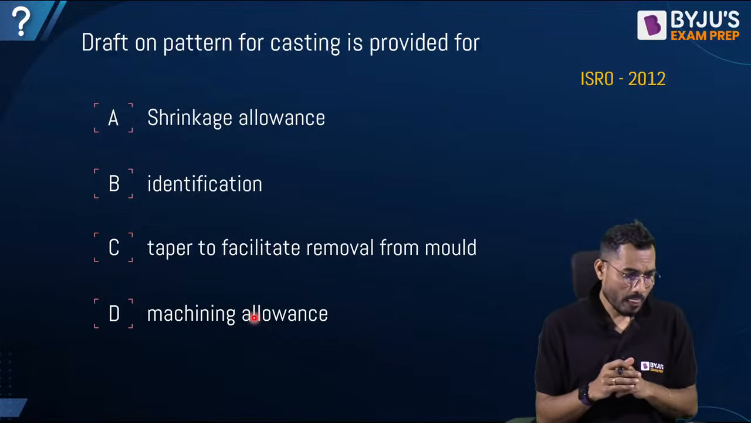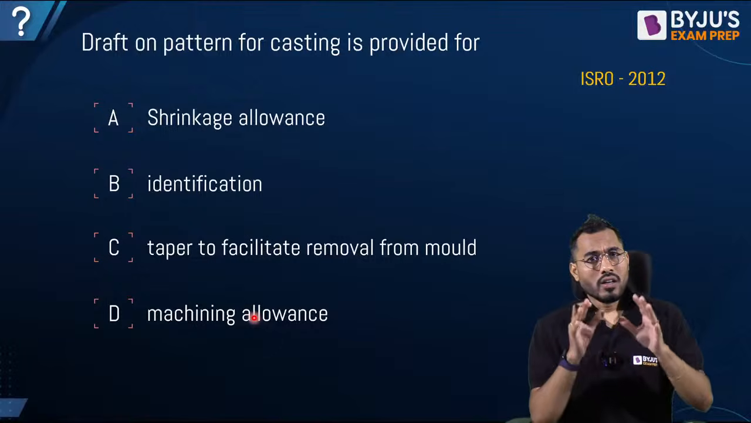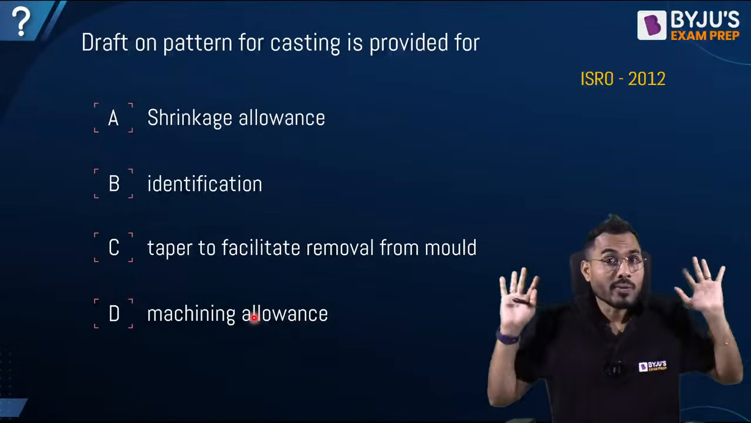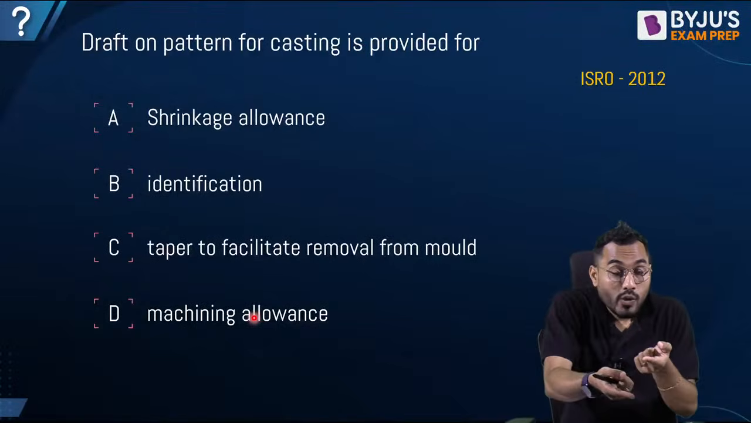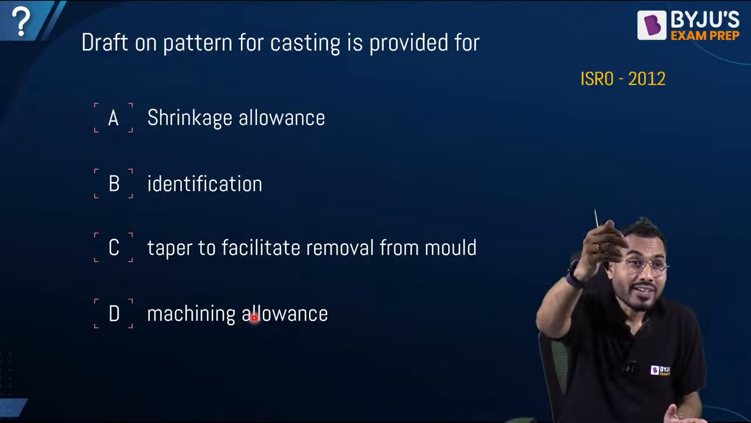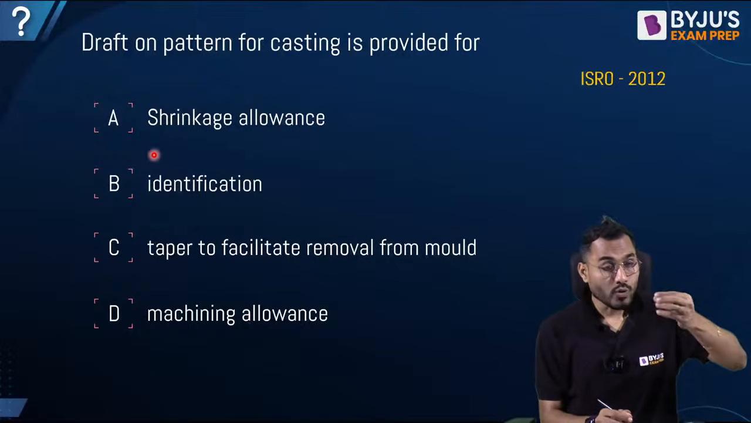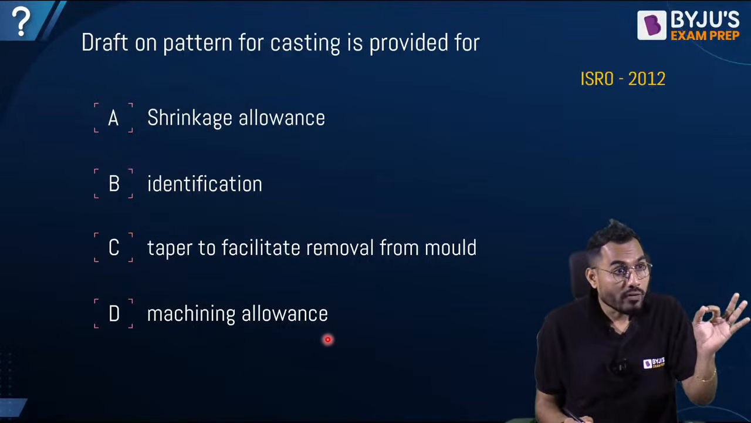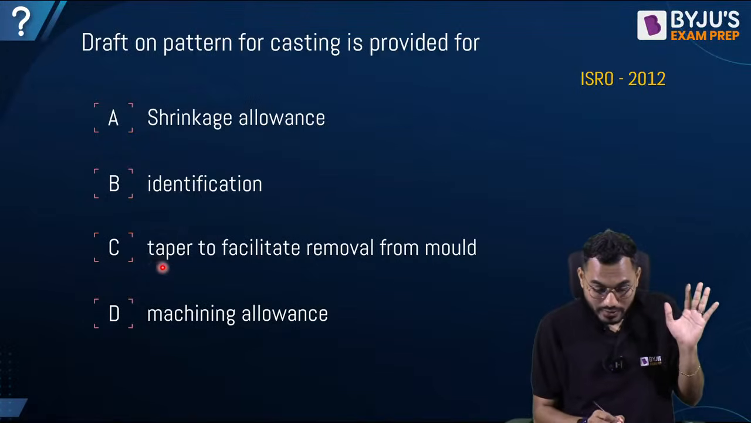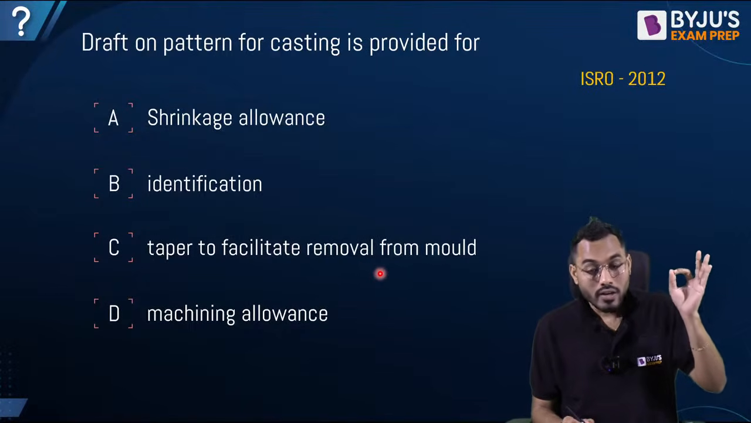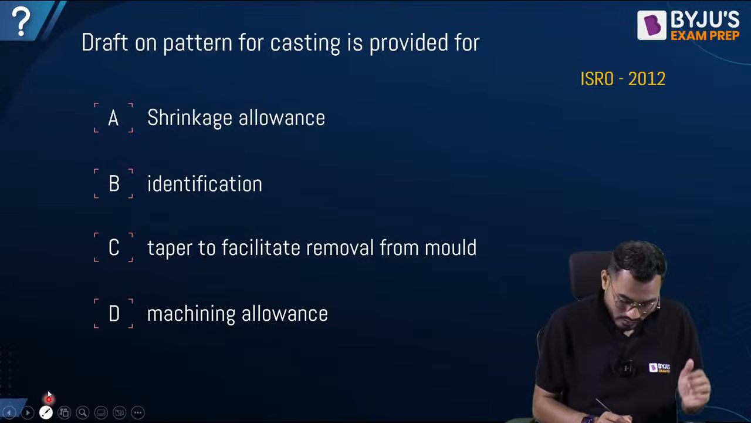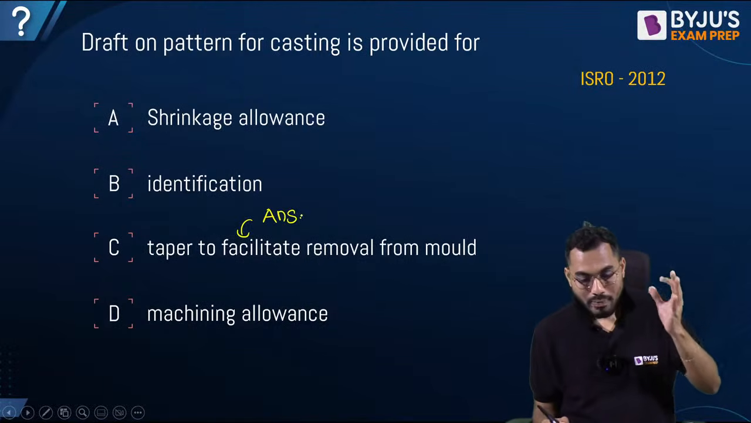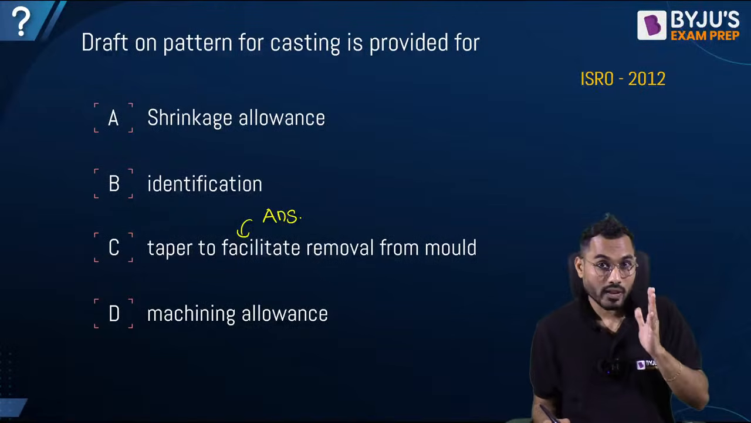Kiran Kumar says C. Sir, it's very simple. Draft allowance is provided for only one reason: withdrawing the pattern from the mold boxes. For making the withdrawal of the pattern easy from the mold boxes, draft allowance is provided. Therefore, it is not utilized for shrinkage allowance, identification or machining allowance. It is only provided as taper to facilitate removal from the mold boxes. So C will be exactly the correct answer. Draft on the pattern has to be provided only for easy withdrawal.